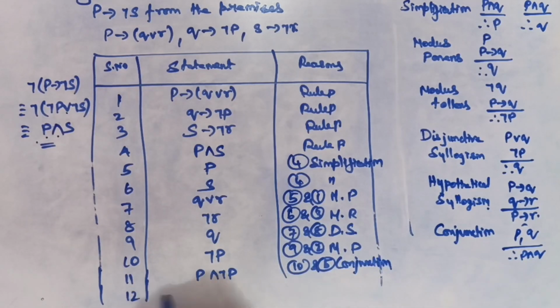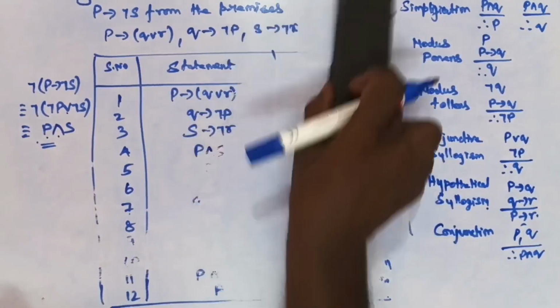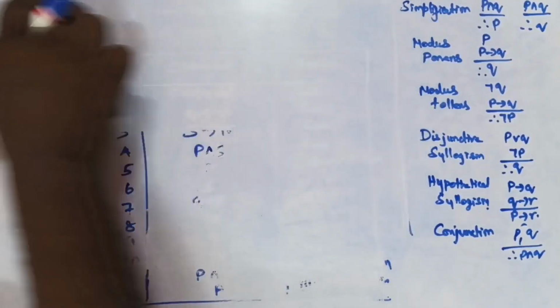Twelfth one, negation law, it's going to be false. So this is the indirect method. Now we go for one more problem in rules of inference.